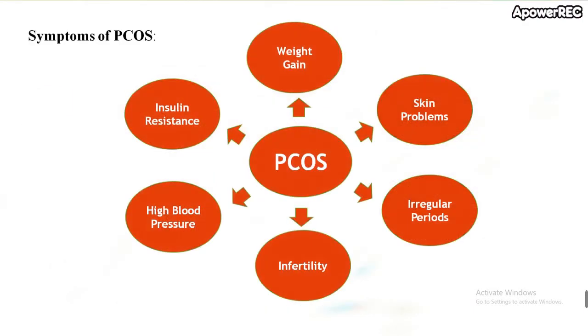The symptoms of PCOS are as follows: weight gain, skin problems like acne or facial hair, irregular menstrual cycle, infertility, high blood pressure, and insulin resistance, which could even cause a risk of getting diabetes.